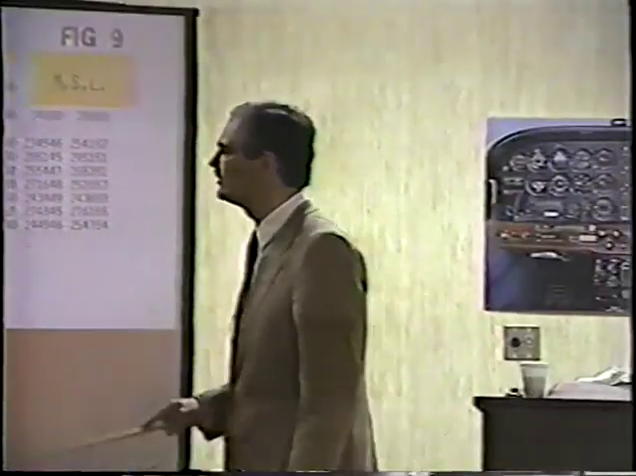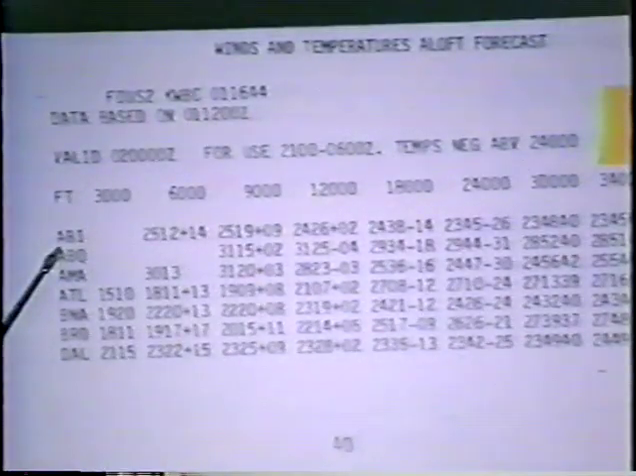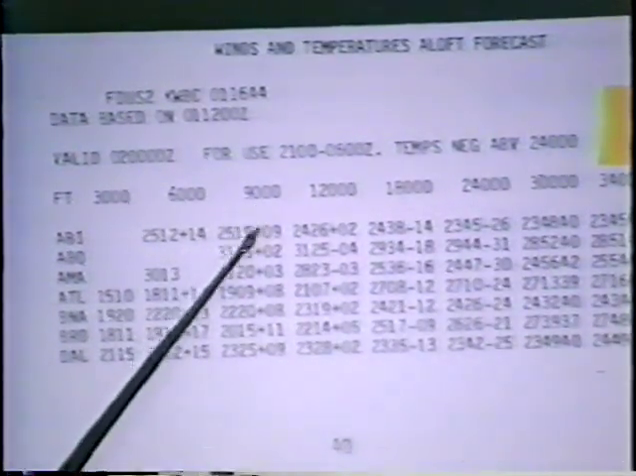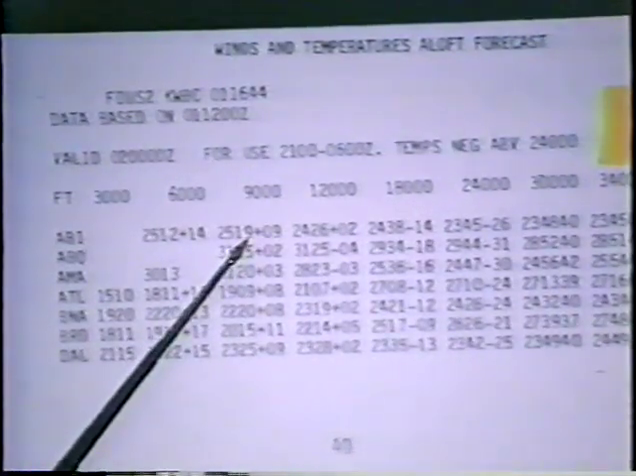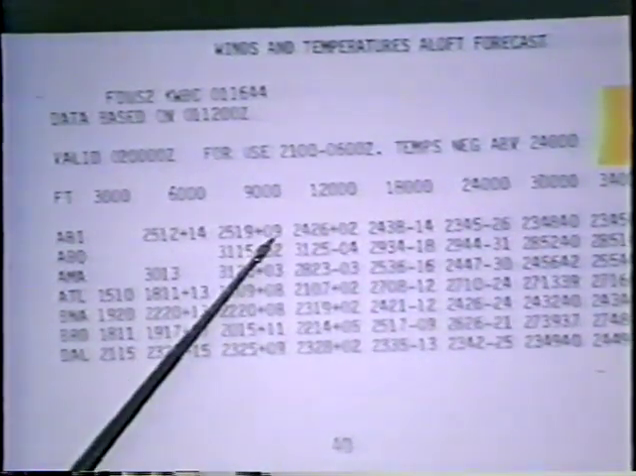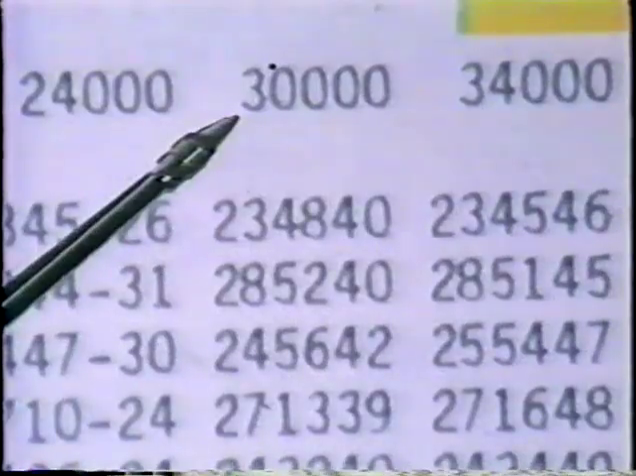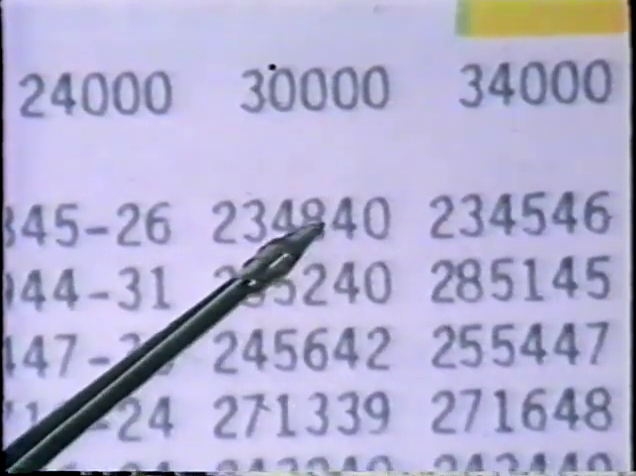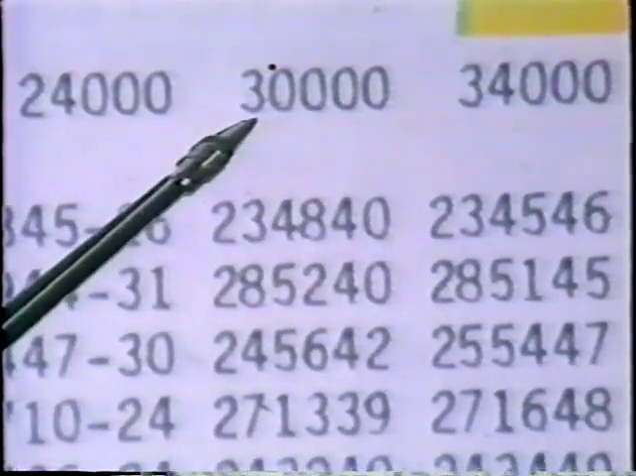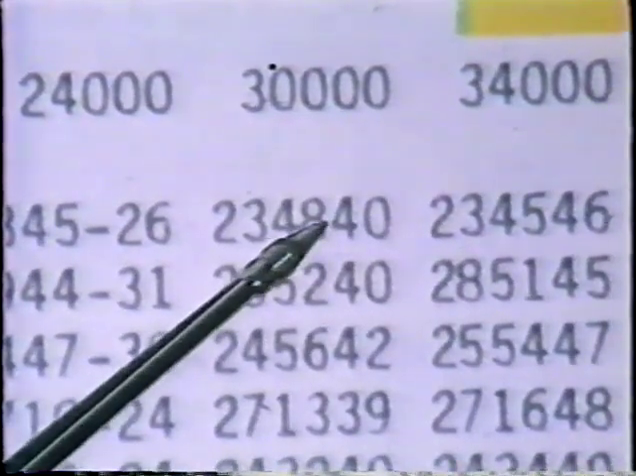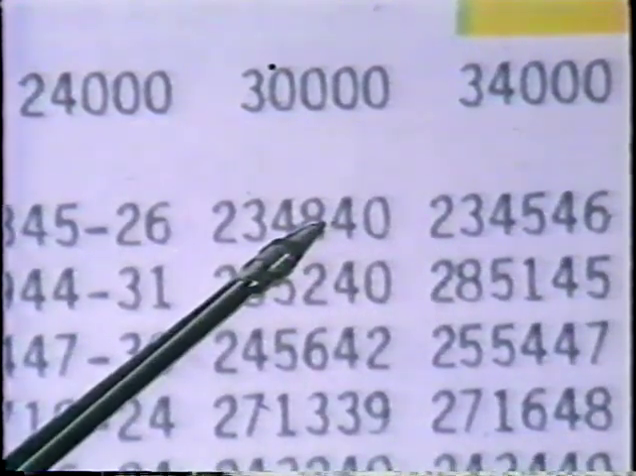Take a look up here for a moment, please, class. At Abilene, the winds at 9,000 feet will be 250 degrees at 19 knots, and the temperature will be +9 centigrade. If you continue to higher altitude, when you get to 30,000 feet, it doesn't show that the temperature will be minus, for instance, -40. Here at Abilene at 30,000 feet, the wind will be 230 degrees at 48 knots, and it doesn't say minus because they're trying to save ink again, but the temperature will be -40.